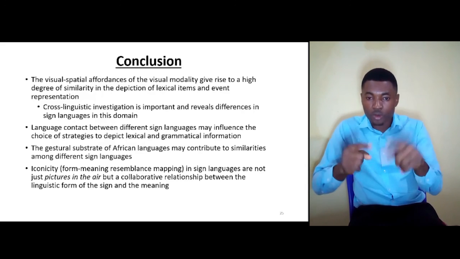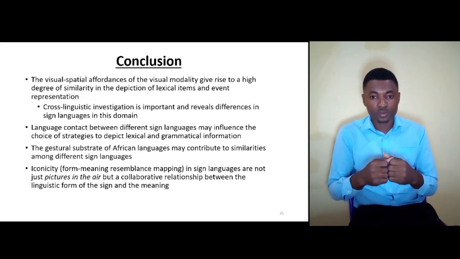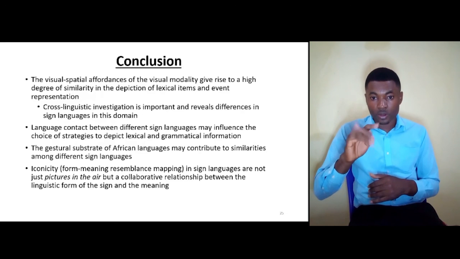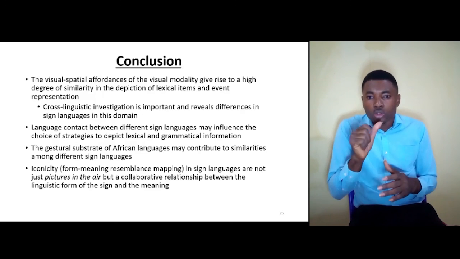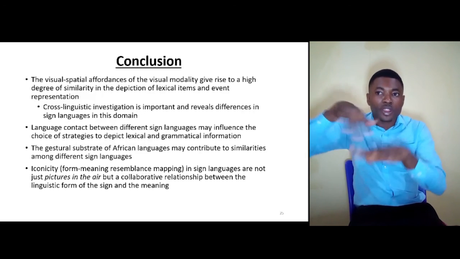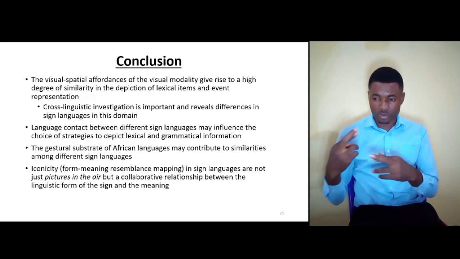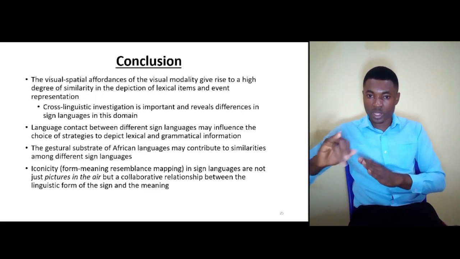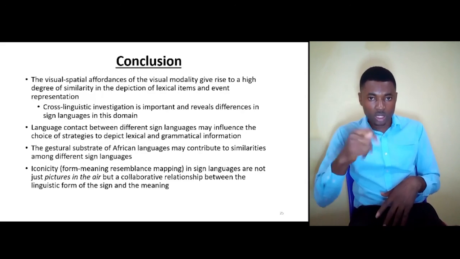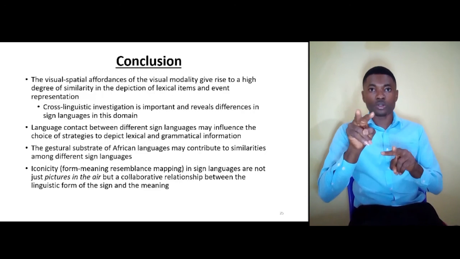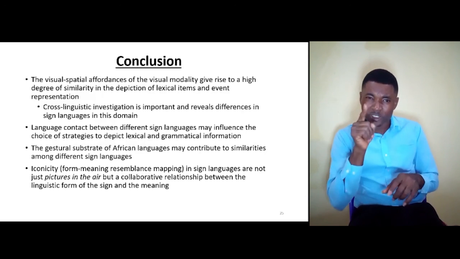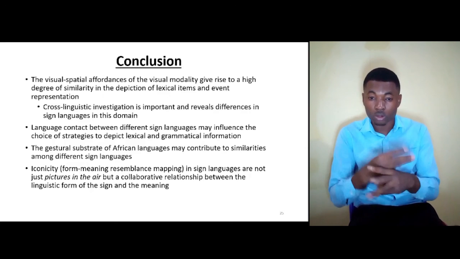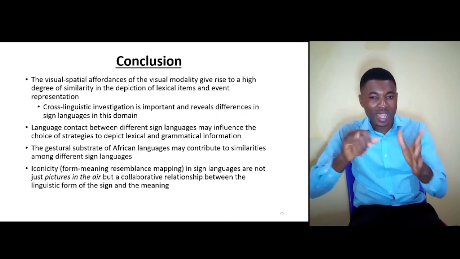And form meaning resemblance mapping, which is iconicity in sign languages, is not just pictures in the air, but a collaborative relationship between the linguistic form of the sign and the meaning. In other words, you could not identify the meaning of an iconic sign by just looking at it, but you need to also know the sign and what it actually refers to in the real world, as different iconic signs could refer to similar items.